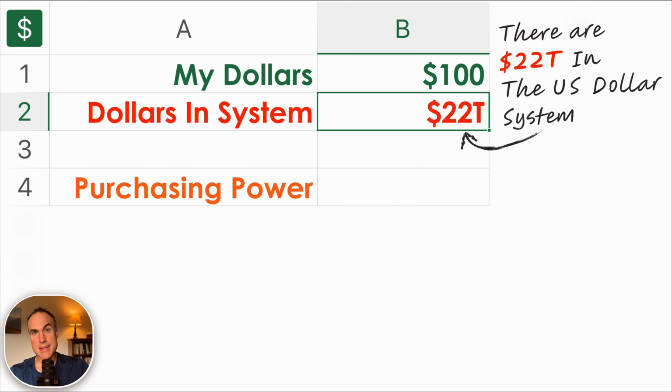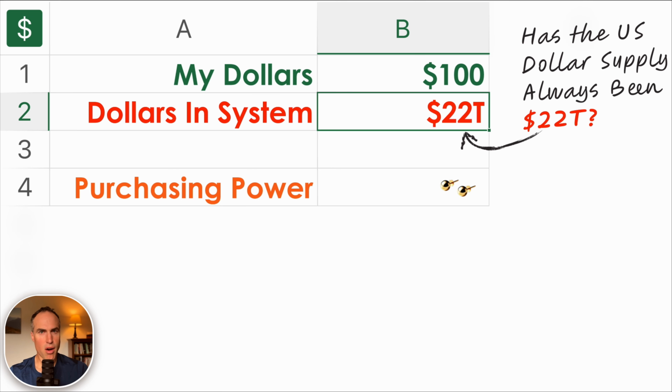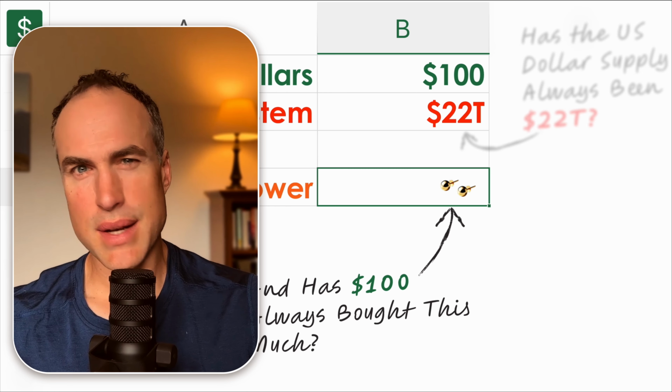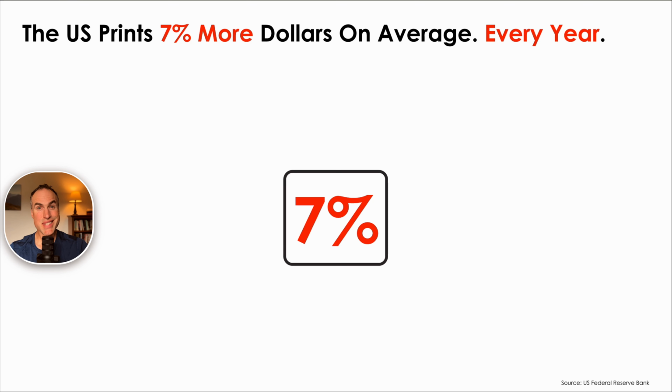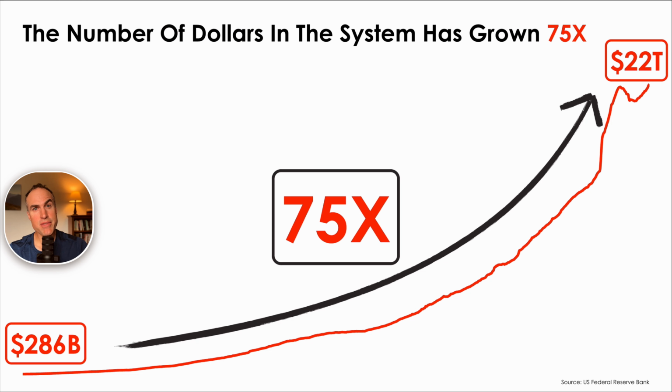And what this means is that $100 can purchase about 1 gram of gold. Has the US dollar supply always been 22 trillion? And has $100 always been able to buy about 1 gram of gold? Well, no. The US prints about 7% more dollars each and every year on average, which means that since 1960, this has increased the money supply, the amount of total money in the system, by about 75 times.